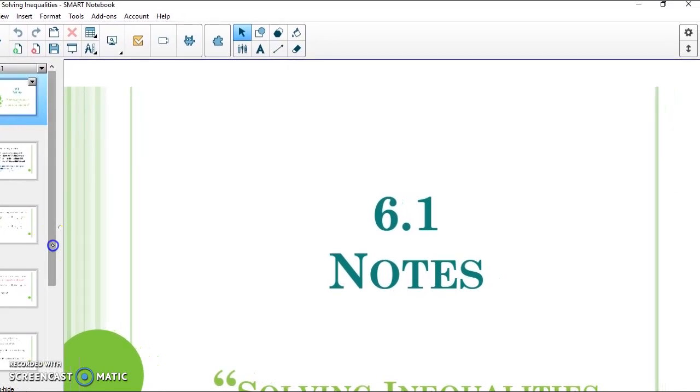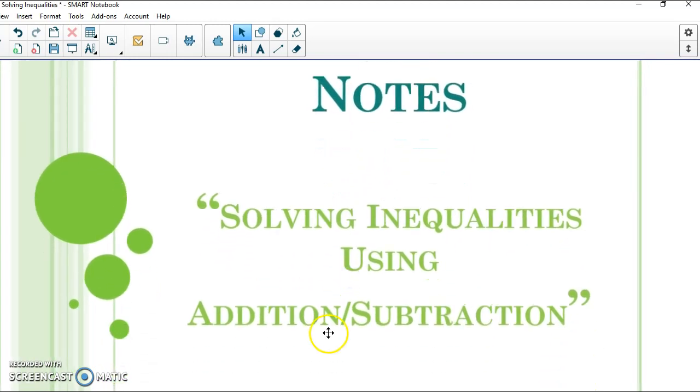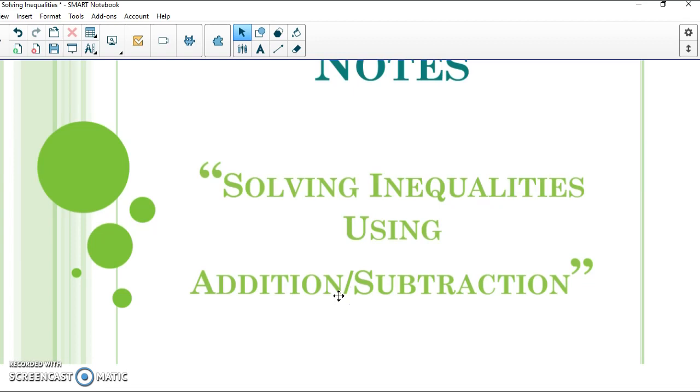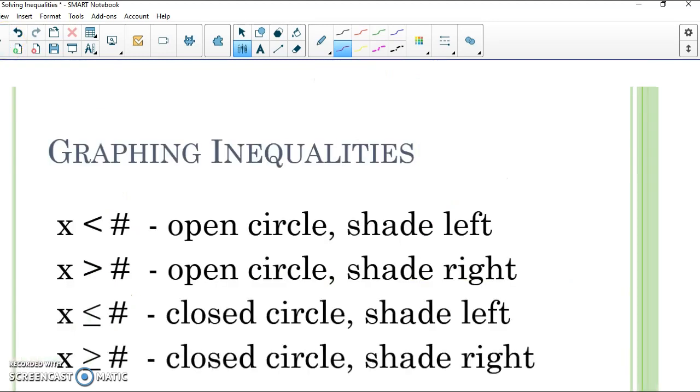So, as we are working on solving inequalities today, we are going to be focusing on using addition and subtraction to solve inequalities today. So for your learning objective or your learning goal, is that I can solve inequalities using addition and subtraction. So that is our focus for today. So let's take a look.